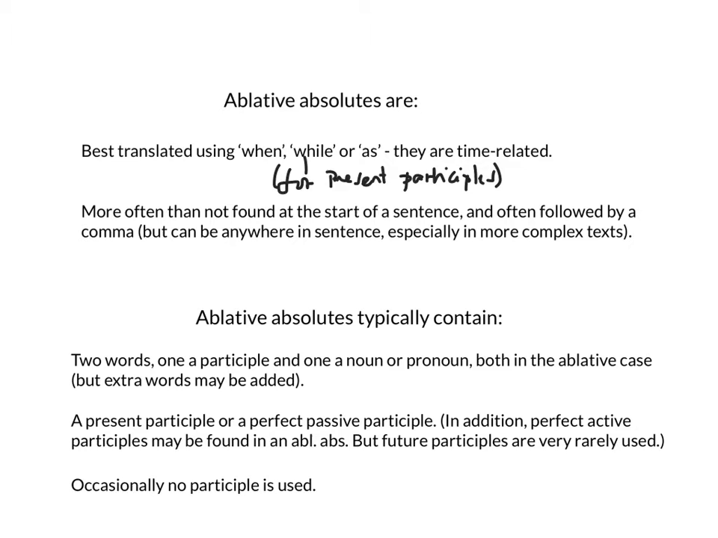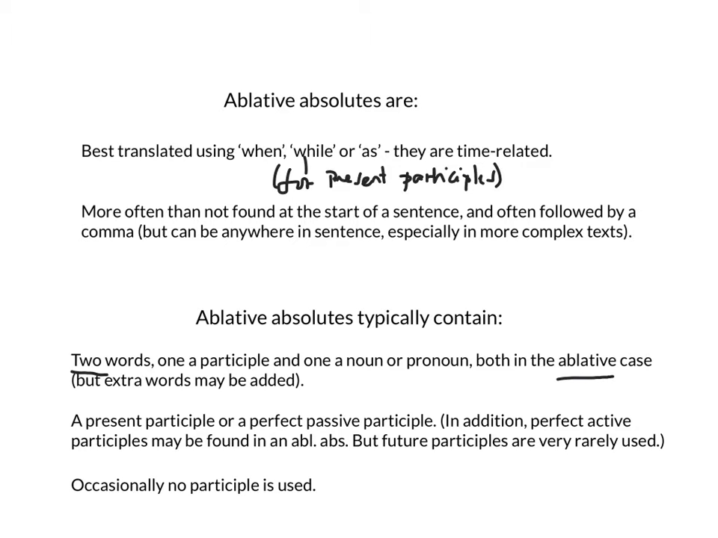Well, if you're not relying on the position of the sentence to help you identify it, and you're not relying on the punctuation, then what can you rely on? Well, the typical feature of an ablative absolute is that both the key words in the construction will be in the ablative case. Now, it's normally two words in an ablative absolute, of which one will be a participle, the other a noun or a pronoun. But extra words might be added.